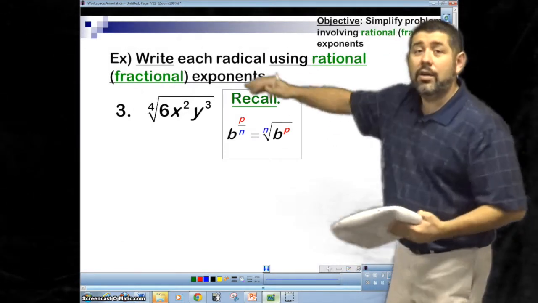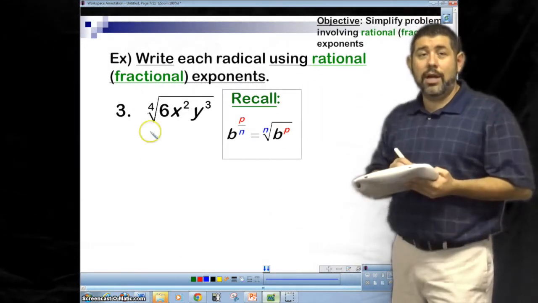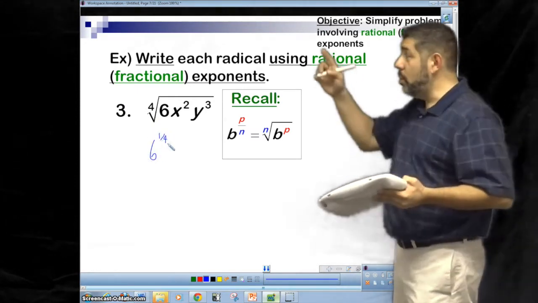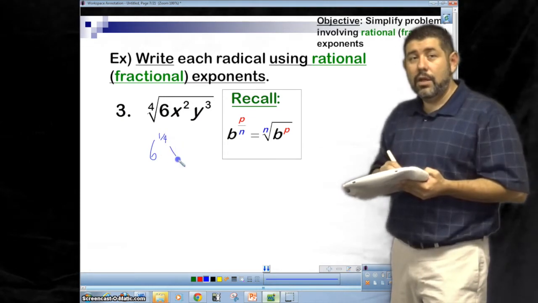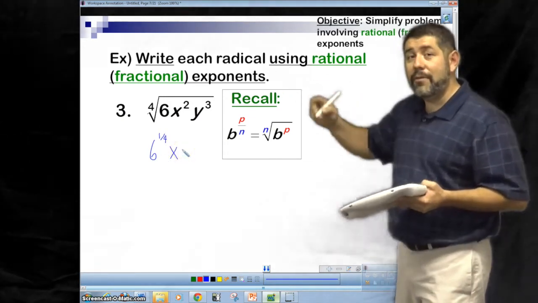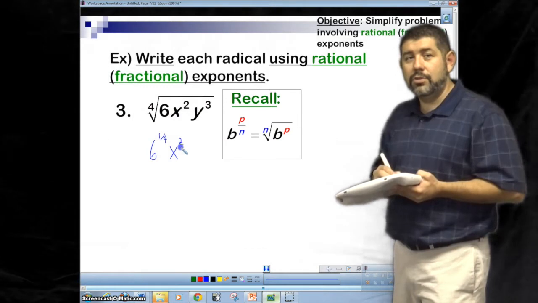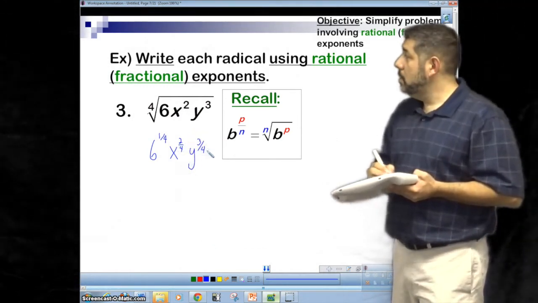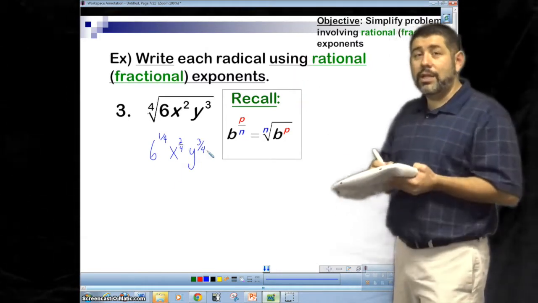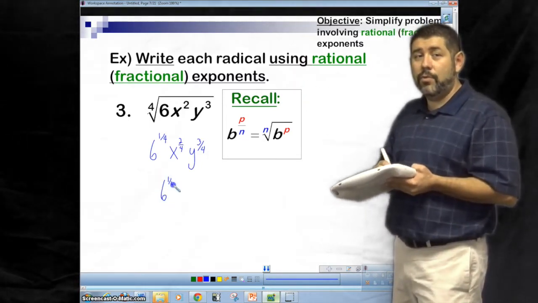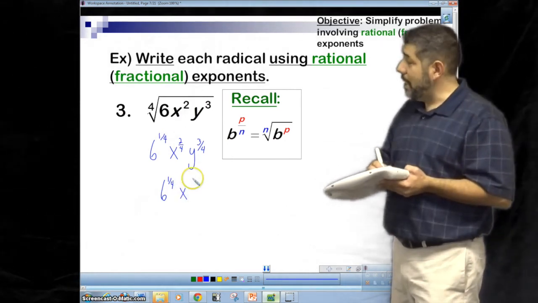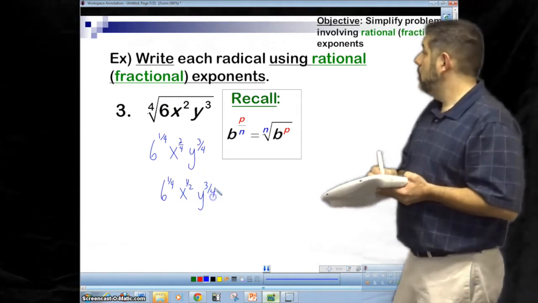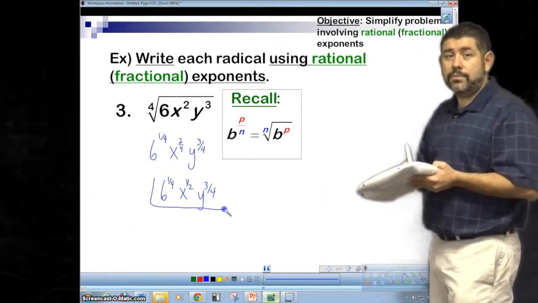So let's take a look here. We're just going to divide 4 into it, all right? So we're going to have 6 to the 1/4, because 1/4 power. x, now we're going to do 2 divided by 4. I'm going to put that there, 2 over 4. And then we're going to have y to the 3/4. Now we can simplify 2/4, right? 2/4 is 1/2. So we're going to have 6 to the 1/4, x to the 1/2, and y to the 3/4. Okay, and so this is going to be our answer.